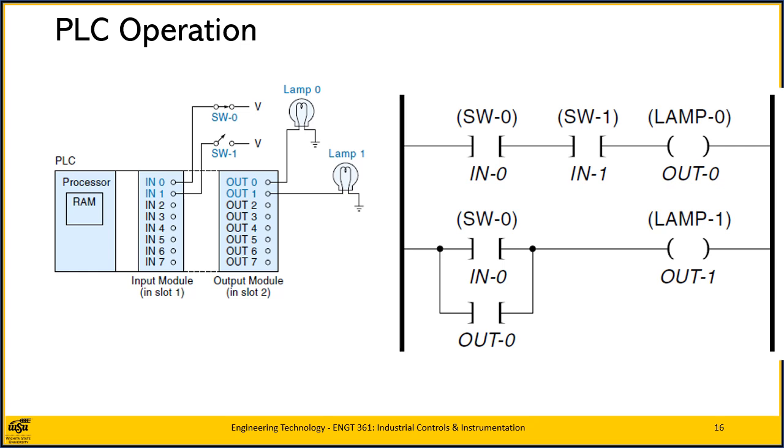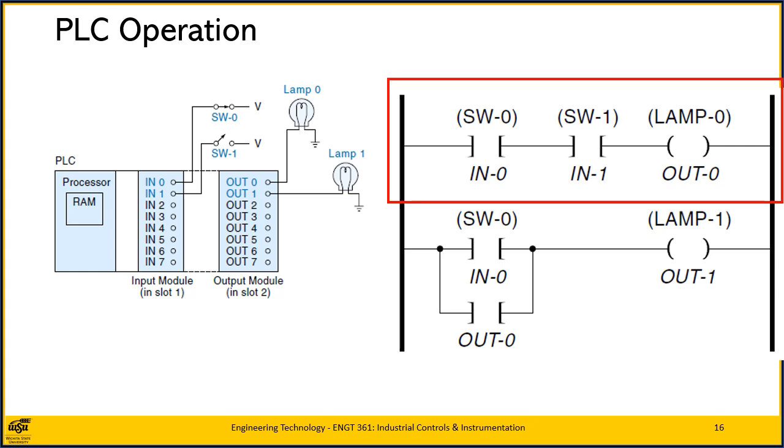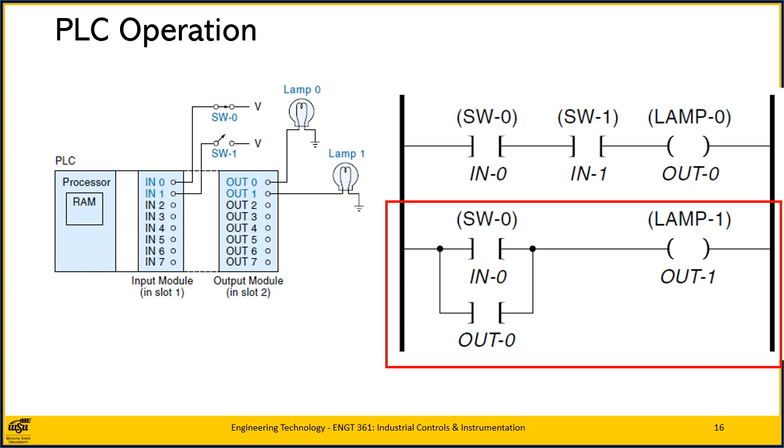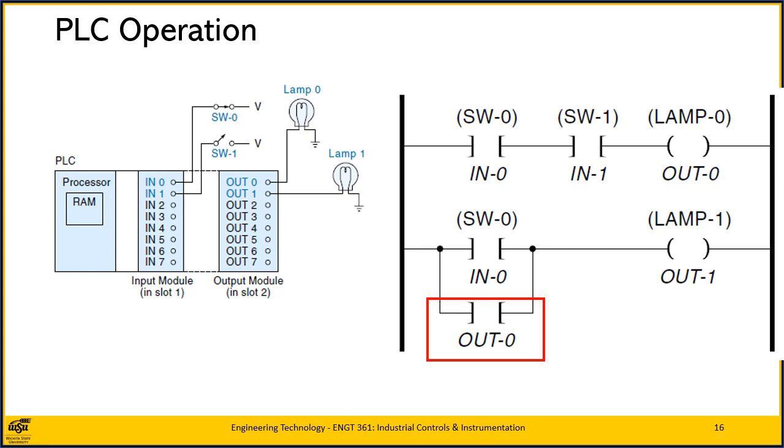The ladder diagram for this application has only two rungs. The top rung will light lamp 0 if both SW0 and SW1 are closed. The bottom rung will light lamp 1 if either SW0 or OUT0 are closed. The OUT0 contacts can be thought of as normally open relay contacts of coil OUT0 in rung 1.